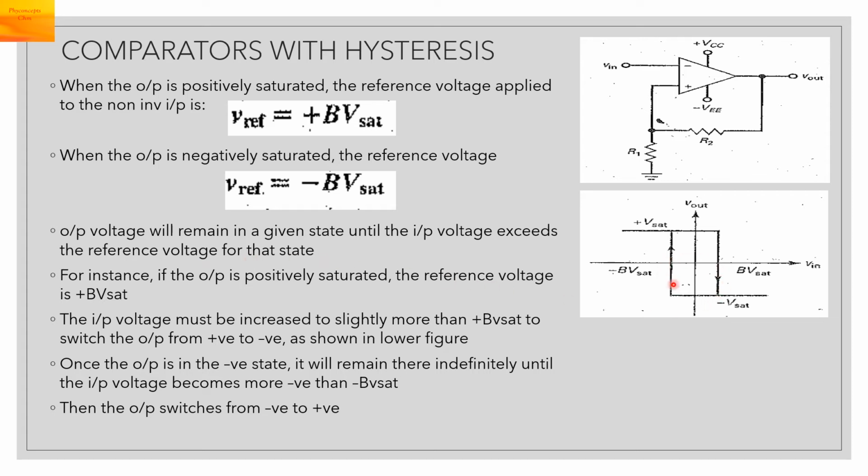So in this diagram, this is Vout versus Vin. If the output is positively saturated, that is plus Vsat, the reference voltage is plus BVsat. So the input voltage must be increased to slightly more than this, it should go beyond this plus BVsat, so that now the output will switch from this positive state to this negative state. Once the output is in the negative state, it will remain there indefinitely until you decrease this input voltage, and when it goes below this minus BVsat, the output switches from this negative state to the positive state.